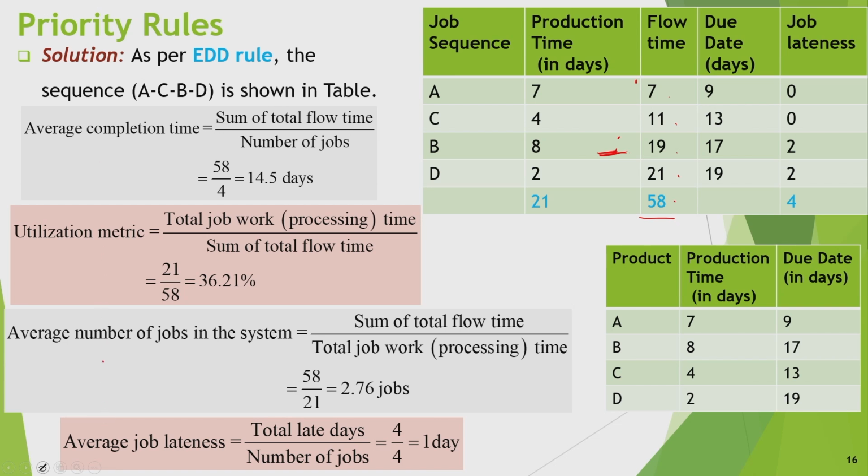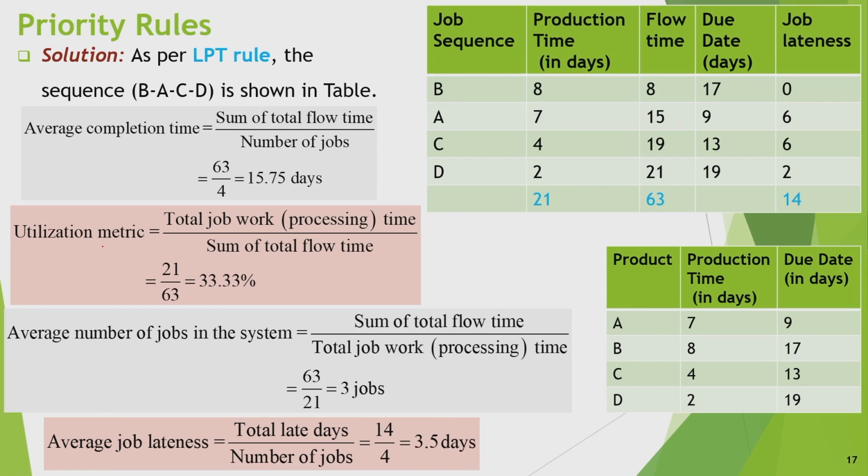So, we have done this type of calculation. Now, let us go to the next one. Another rule, as per longest processing time, the sequence becomes BACD, because B takes the maximum time to process, 8 days, A takes 7 days, C takes 4 days, and D takes 2 days.